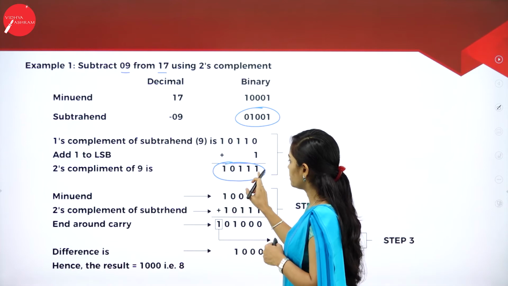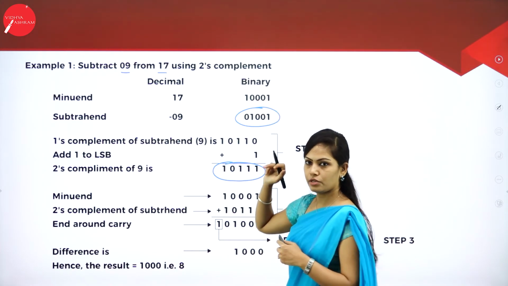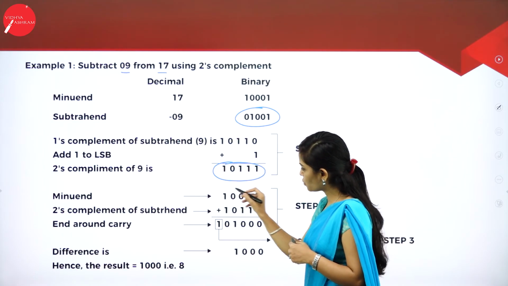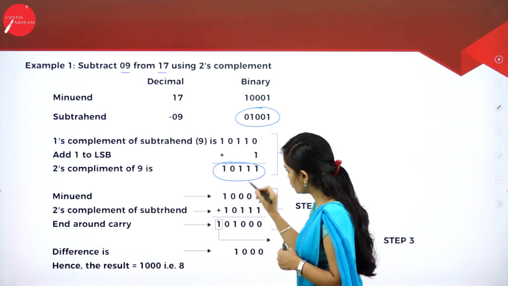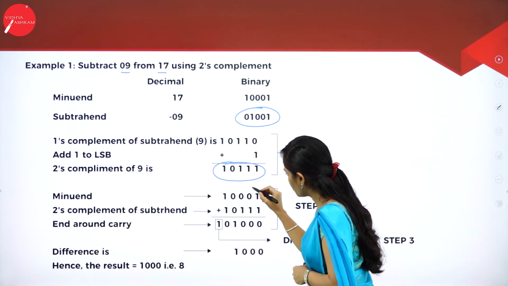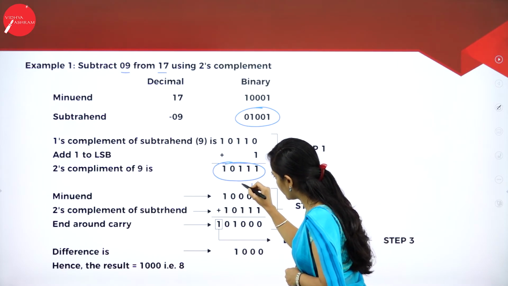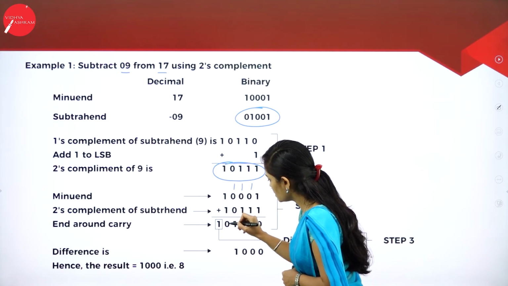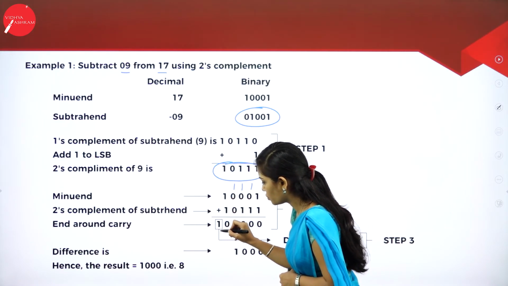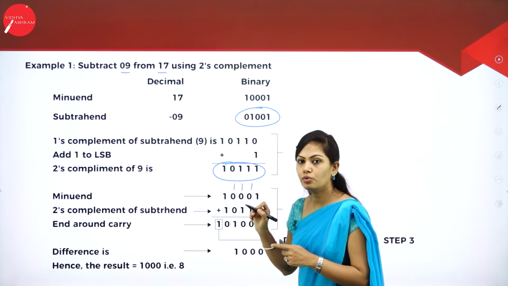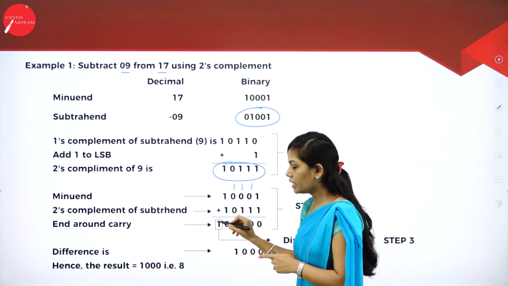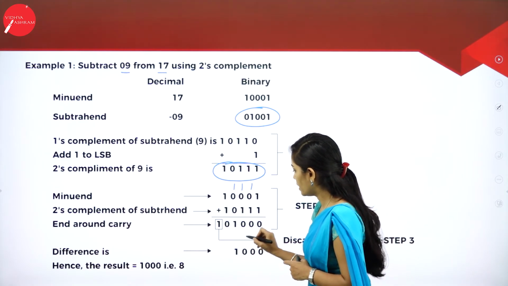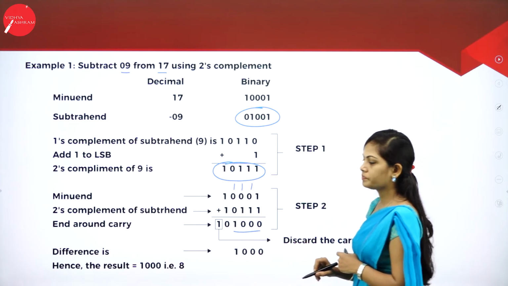Add this 2's complement to the minuend value. So the minuend is 1,0,0,0,1. Add this 2's complement of the subtrahend, that is 1,0,1,1,1. 1 plus 1 is 0, 1 carry, 1 plus 1 is 0, 1 carry, 1 plus 1 is 0, 1 carry, 1 plus 0 is 1, 1 plus 1 is 0 and 1 carry. So here you will get an end around carry. If you get any end around carry, discard this carry and you will get the final answer, 1,0,0,0,0.